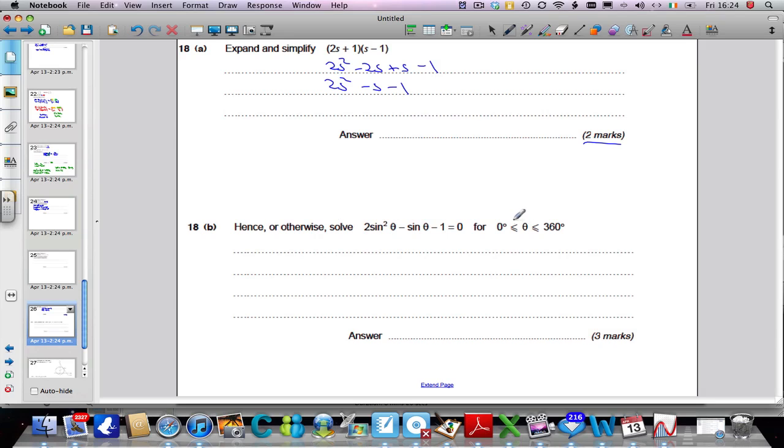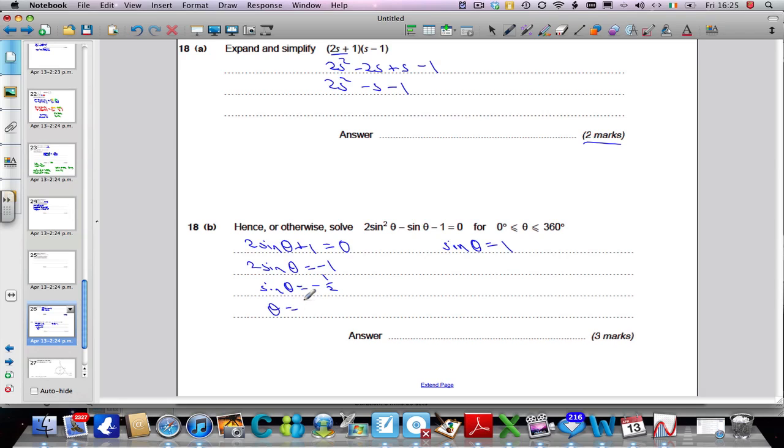And it says hence or otherwise solve this between here. Now if you look at this, we see 2s squared, 2 sine squared, minus s, minus sine, minus 1. It's actually already been done for us, so we don't need to worry about factorizing this quadratic. It's been factorized for us already. So I can say that 2 sine theta plus 1 is equal to 0, so 2 sine theta equals minus 1. So sine theta equals minus 1 over 2.